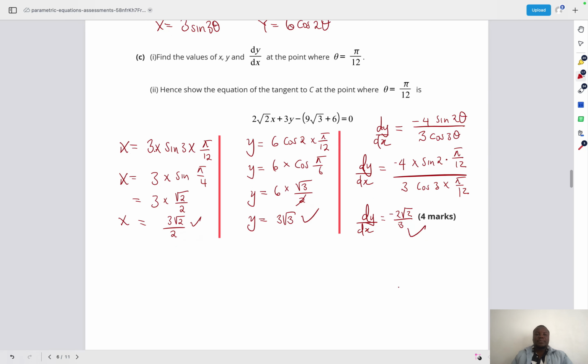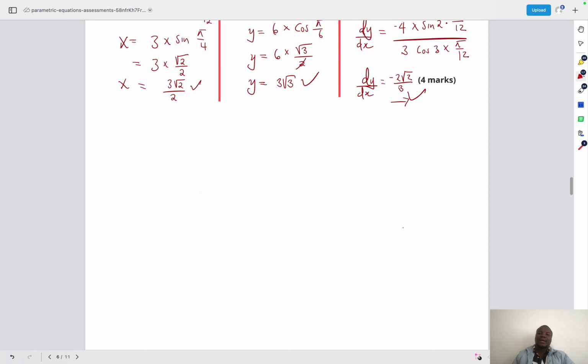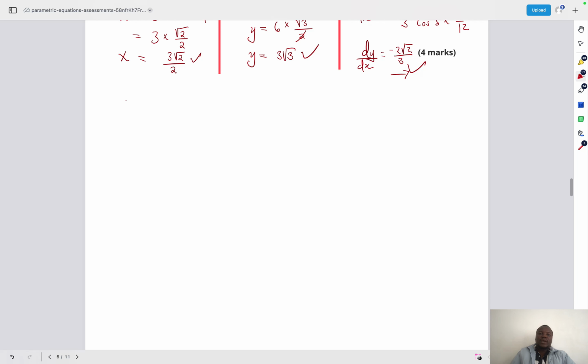Then for part 2 of C, hence show the equation of the tangent to C at the point theta. So this point theta is the theta that we just replaced in our dy dx, and we are saying the gradient is actually negative 2 root 2 over 3. And we know that the straight line equation has this form here, y minus y1 equals m, where m is the gradient, times x minus x1. So we've got the gradient, and we're just going to replace there because this is the equation of the tangent to the curve.